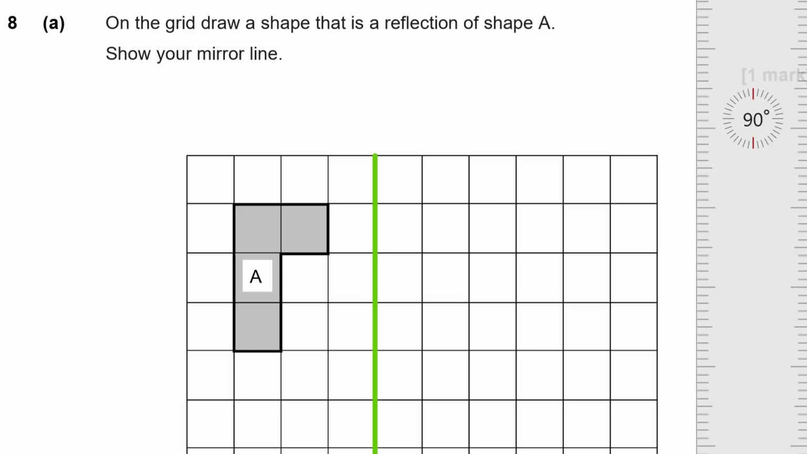Now, reflections. The easiest way to draw a reflection is to take each point, work out how far away it is from the mirror line, and then count that same number of spaces on the opposite side of the mirror line and draw its reflected point. You should do that for each of the points. So that one reflects there, that one reflects there, and you just work your way around the shape. And that one reflects there, and that one reflects there. Once you've finished it off, you can then join it up with straight lines.